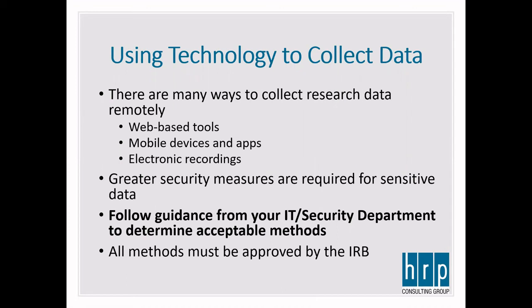These are just examples. It varies institution by institution, which is why I strongly recommend following guidance from your IT security department to determine acceptable methods. What types of technology can be used when? And I think it's helpful to have this documented, right? So researchers and IRB members can refer to this document and know in advance, okay, for this level of sensitivity or for these types of identifiers, what tools can the research teams use? What's been vetted by our IT security department and they think it's okay in these cases? It's also important to remember that all methods must be approved by the IRB.